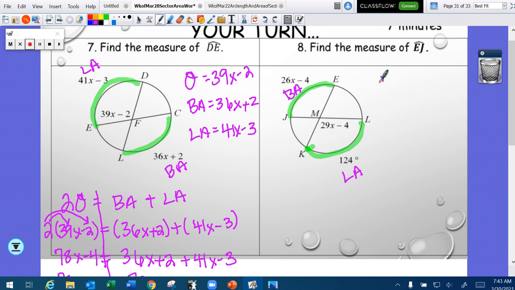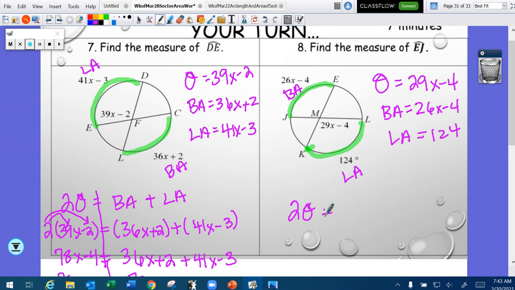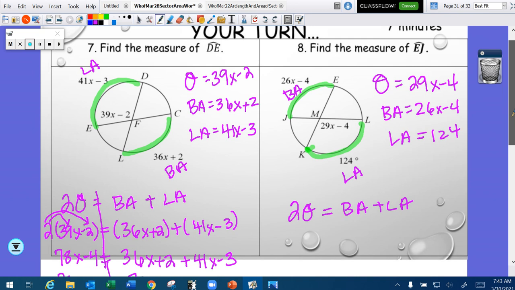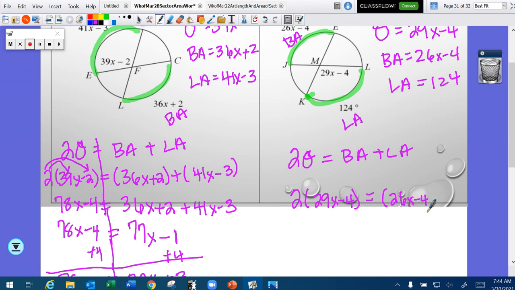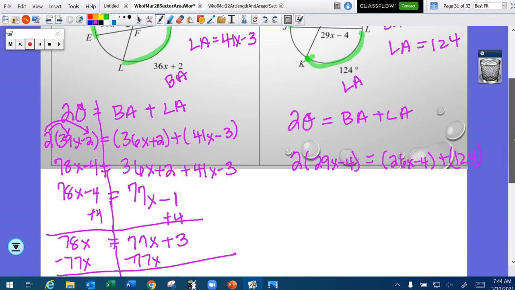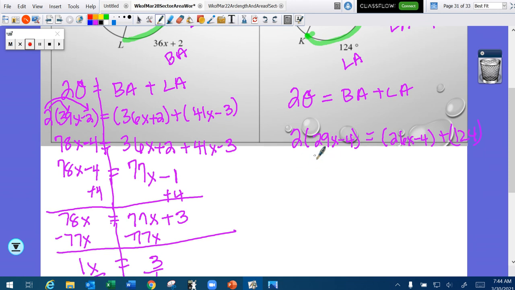So here, theta is 29x minus 4. Big arc is 26x minus 4. And little arc is 124. Okay? So I'm going to say 2 times theta equals big arc plus little arc. And I'm going to work the algebra. 2 times theta is going to be 29x minus 4. Big arc is 26x minus 4. Little arc is 124. Make sure you put everything in parentheses. So let me change that color. 29 times 2 is 40 plus 18, that's 58x minus 8 equals, there's no number in front of there, so you get 26x minus 4.